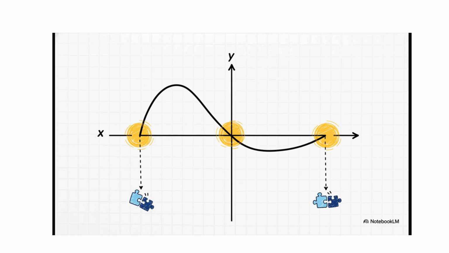And if you look at a graph, this becomes super, super obvious. Forget all the abstract algebra for a second. Visually, the roots are just the points where that curvy line crosses, or maybe just touches the horizontal x-axis. Every single one of those spots is a solution.